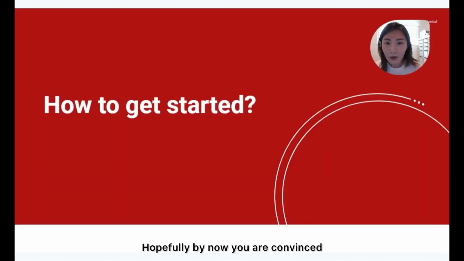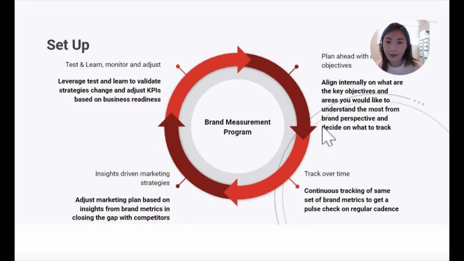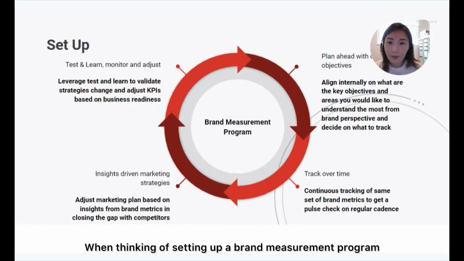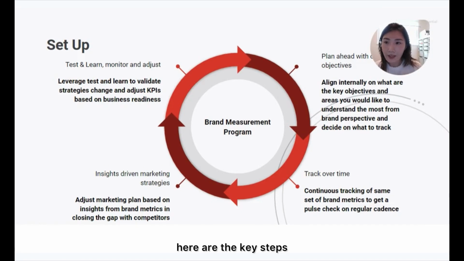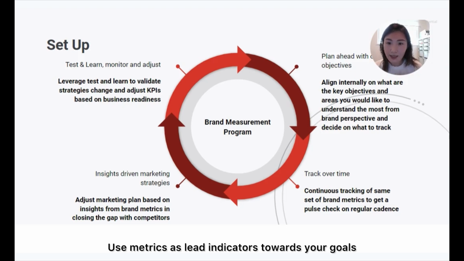Hopefully, by now, you're convinced that brand measurement is essential and have a better idea of what it is. So, how can we get started? When thinking of setting up a brand measurement program, here are the key steps. 1. Plan ahead. Decide how you're going to measure brand success before you start. Use metrics as lead indicators towards your goals.